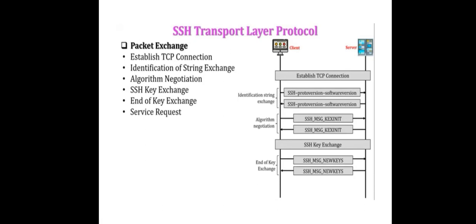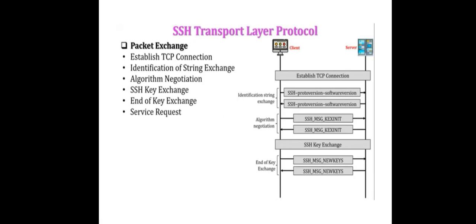The first one is the identification string exchange. It begins with the client sending a packet with an identification string to the server. The next step is algorithm negotiation. In this step, client and server send an SSH_MSG_KEXINIT message, the key exchange initialization. This message contains a list of supported algorithms. The next step is SSH key exchange. Once an algorithm is agreed upon, it is used for the key exchange.